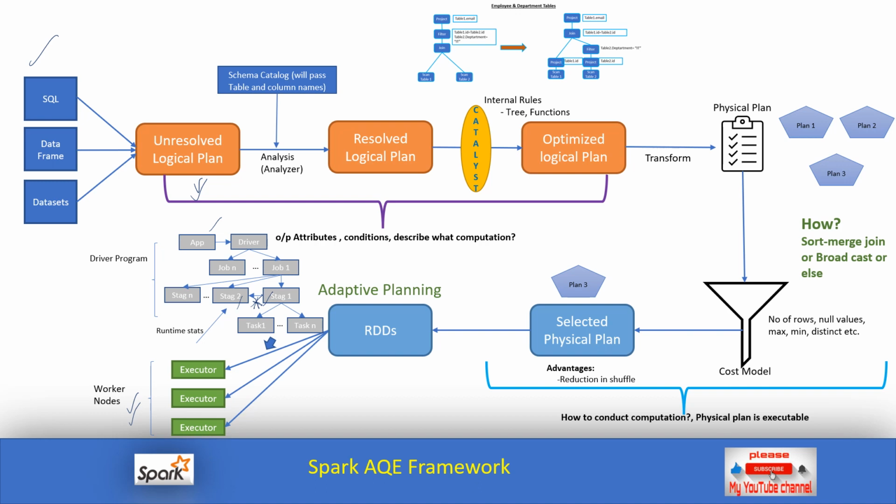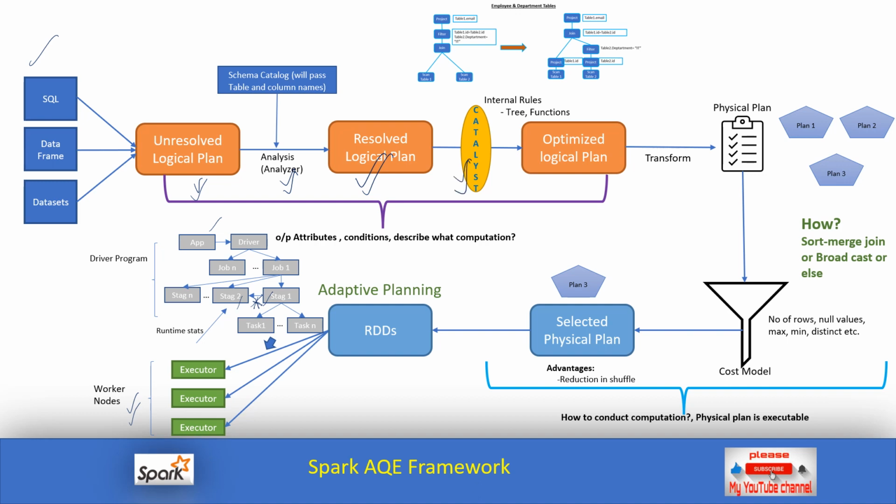Then it will pass to the analyzer. The analyzer has the catalog, and it will use the catalog metadata, for example the Hive metastore, where you will see your table names and column names are there. So all these table names and columns will be resolved. Then we'll create a resolved logical plan. This is the next step. Once we resolve table names and column names, then we'll pass this to Catalyst.